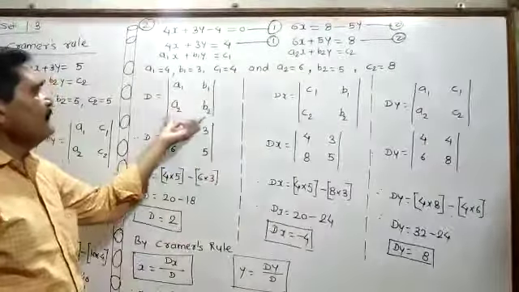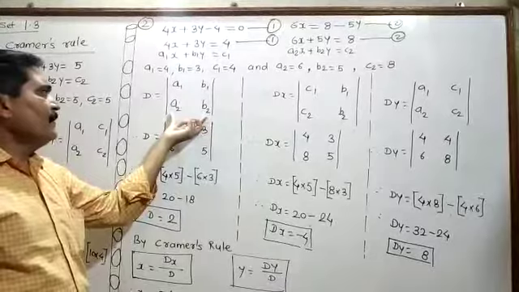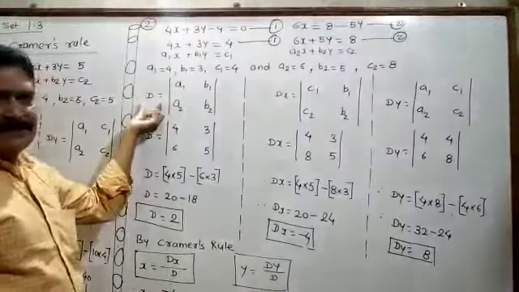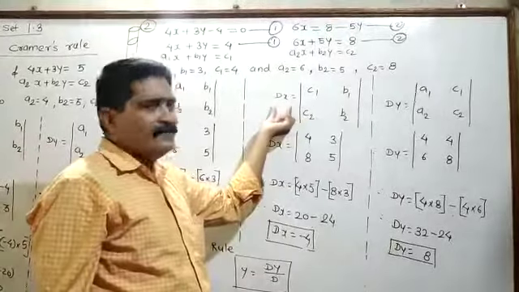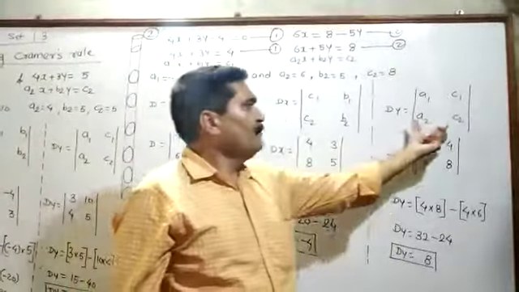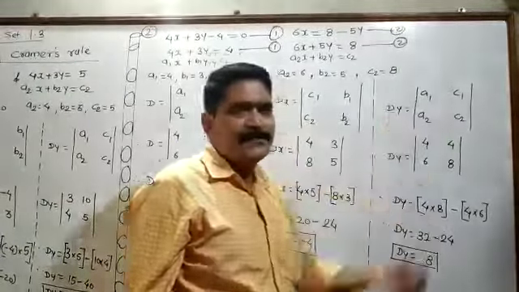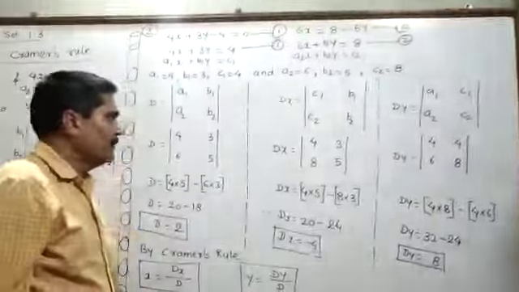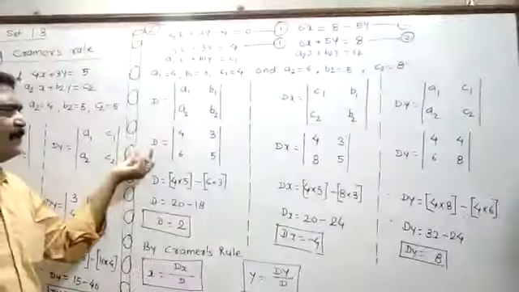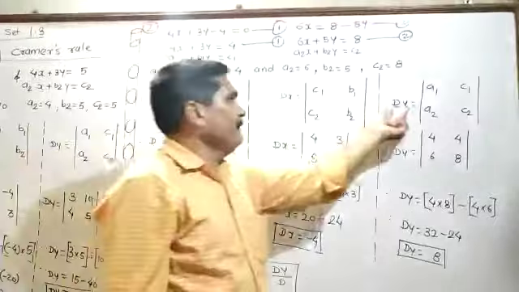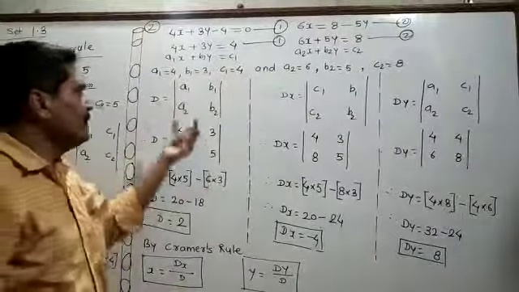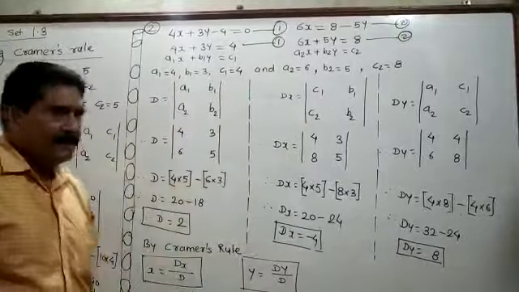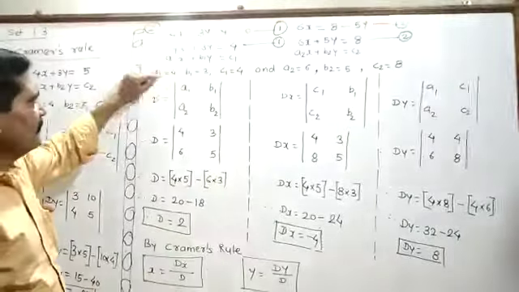And here the constant term will not come, so you have to say that this one is d. Here the coefficient of x will not come, so this one is dx. Here the coefficient of y will not come, so this term is dy. Then to find dx and dy, you have to put the values of a1, b1, c1, a2, b2, c2 in d, dx and dy.